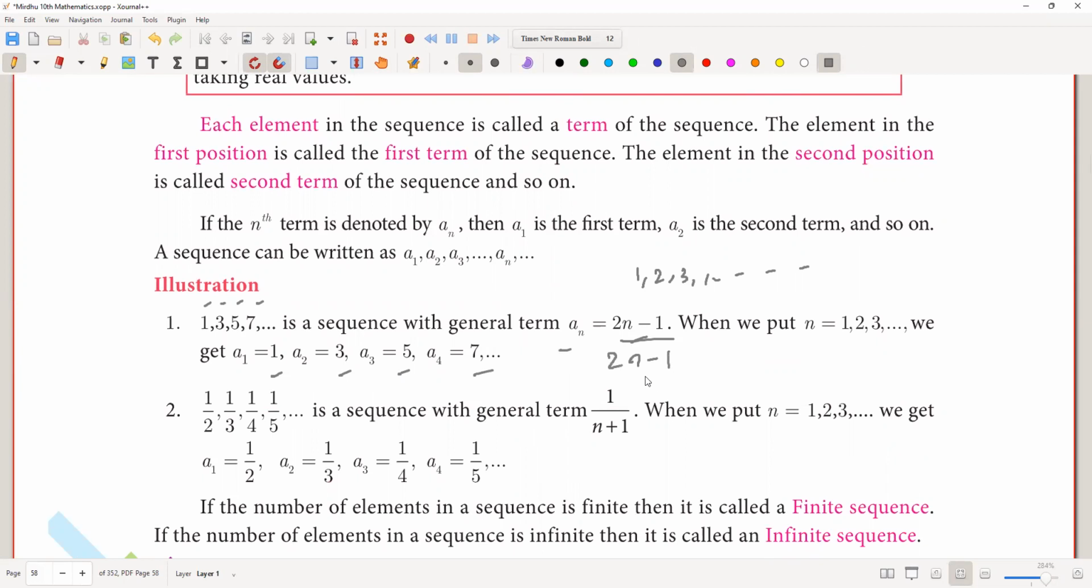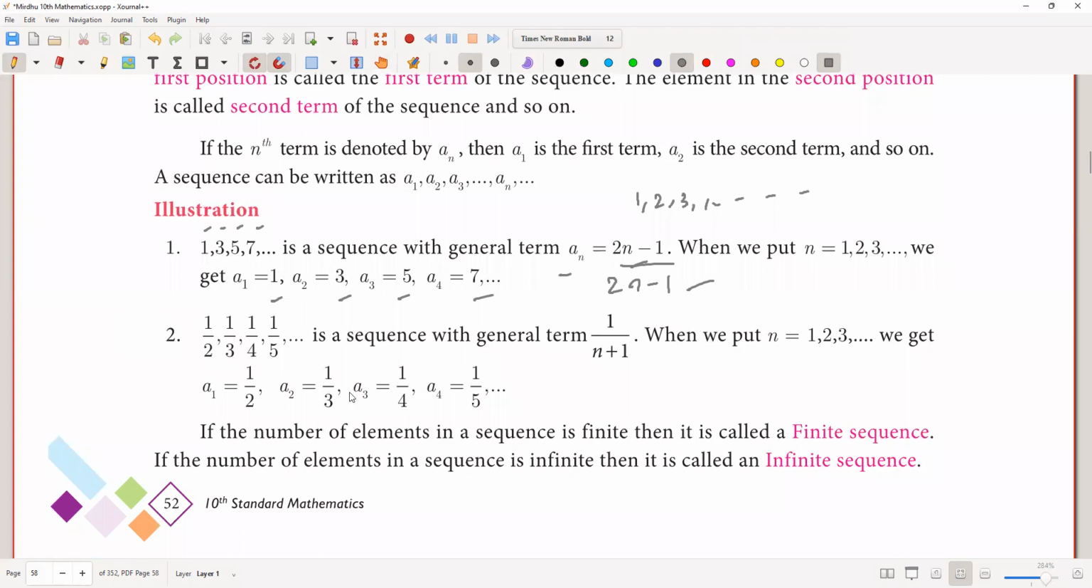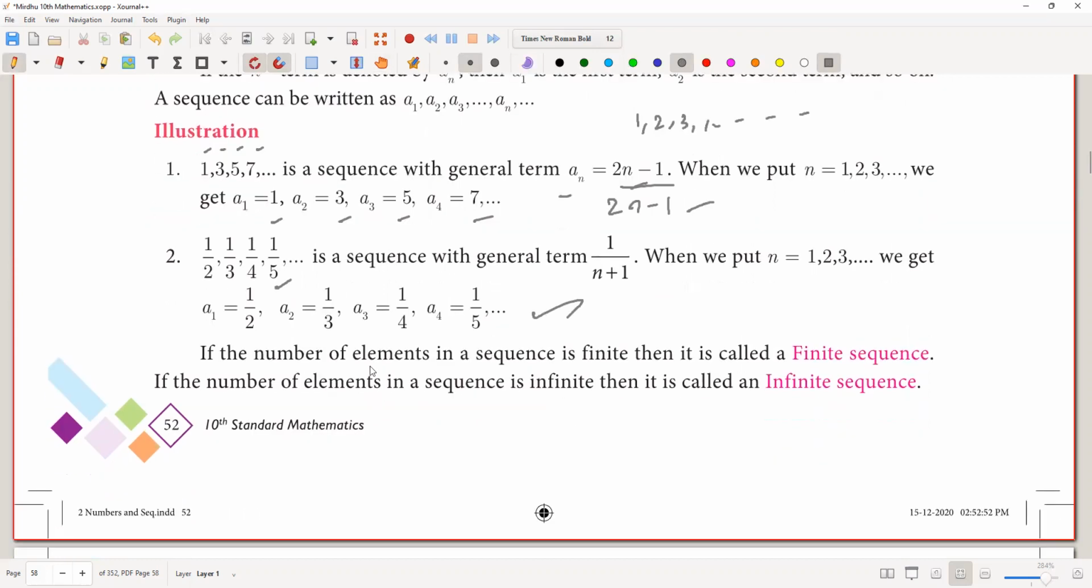We can't substitute n equal to 0 in 2n minus 1. If I substitute n equal to 0, it will be negative. It's not a natural number at all. So we can't substitute n equal to 0. Check the sequence given by 1 by n plus 1. The first number would be 1 by 1 plus 1, 1 by 2, then 1 by 3, 1 by 4, and 1 by 5. When the number of elements in a sequence is finite, it is known as a finite sequence. If it's infinite, it's an infinite sequence. The odd numbers sequence is an infinite sequence.